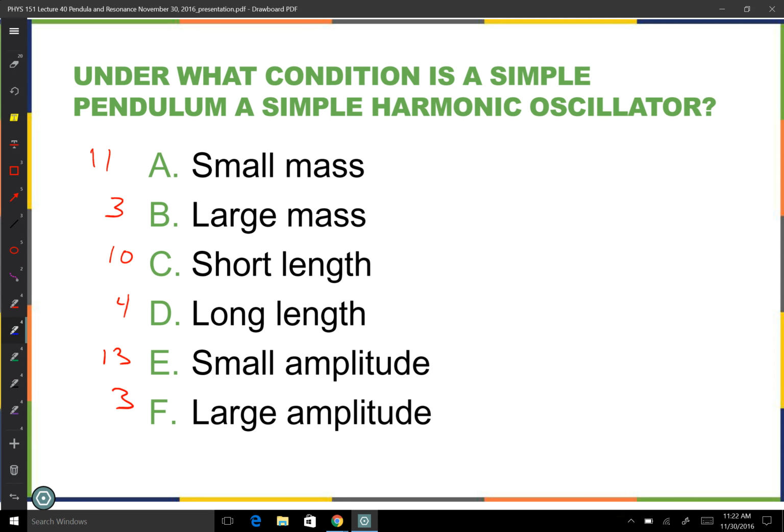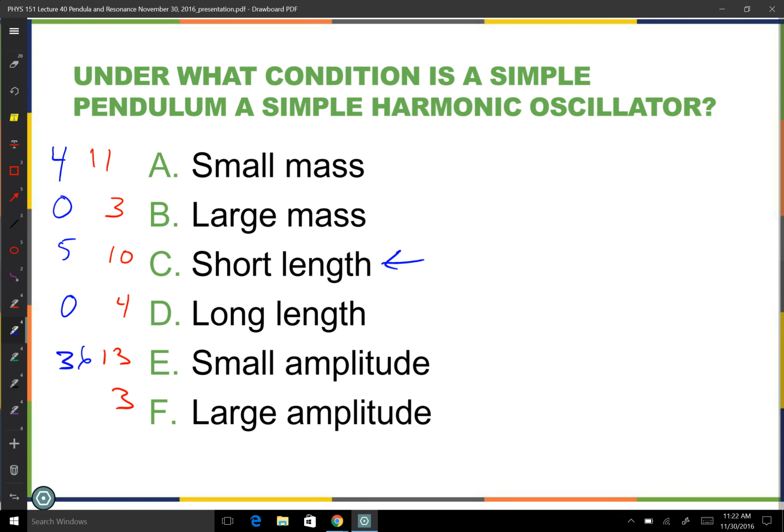Okay. This time we had a clearer picture. These two people answered. Rebecca Cunningham. Which one did you answer and what was your reasoning? I put short length. Okay, so you chose short length. And what was your reason?